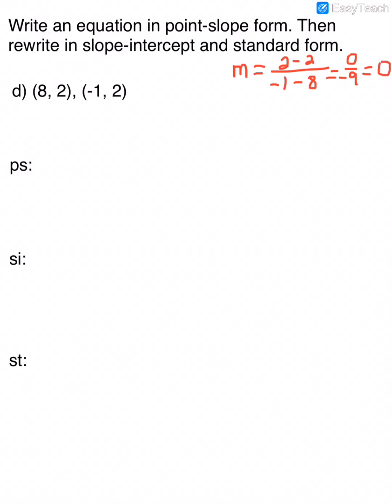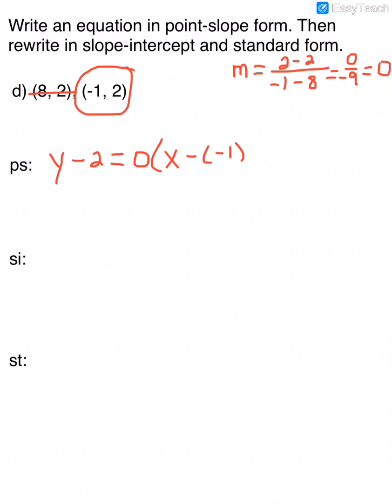Alright, so if I'm going to plug this into point-slope form, like I said, it doesn't matter which point you use when you're plugging it into point-slope form. I'm going to use the second point this time. Okay, so if I use that, I don't need the first point anymore, and point-slope form is y minus my y sub 1, which is 2, equals m, which is 0, times x minus x sub 1, which is -1.